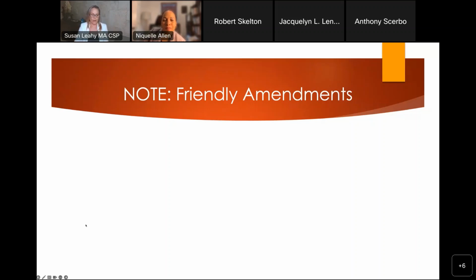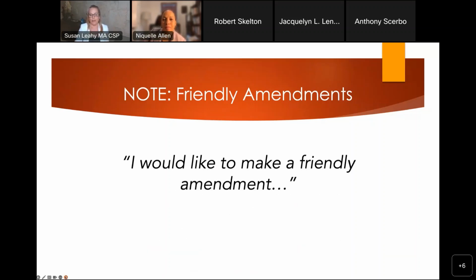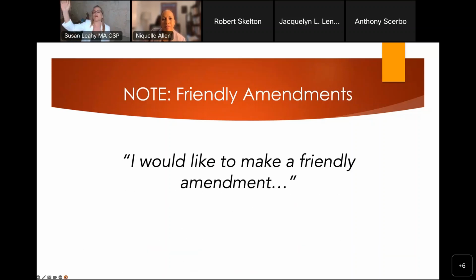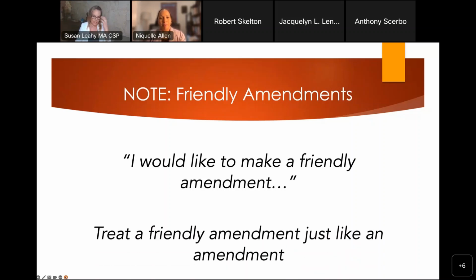Okay, so note, there really is no such thing as a friendly amendment. If somebody yells out, I'd like to make a friendly amendment, the chair can choose to recognize that person, or the chair can just treat the friendly amendment like an amendment. So people can't just yell out, I'd like to make a friendly amendment. They have to be recognized by the chair. Okay, and if the chair chooses to recognize that person, the chair will say, state your amendment, and then the chair will move into the rhythm that we're about to see.